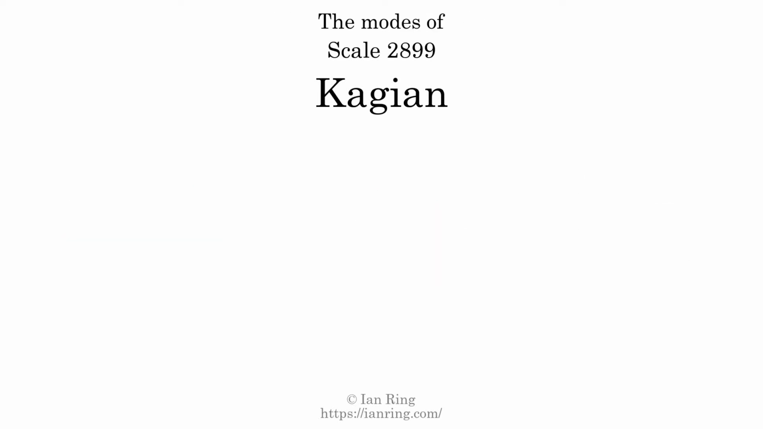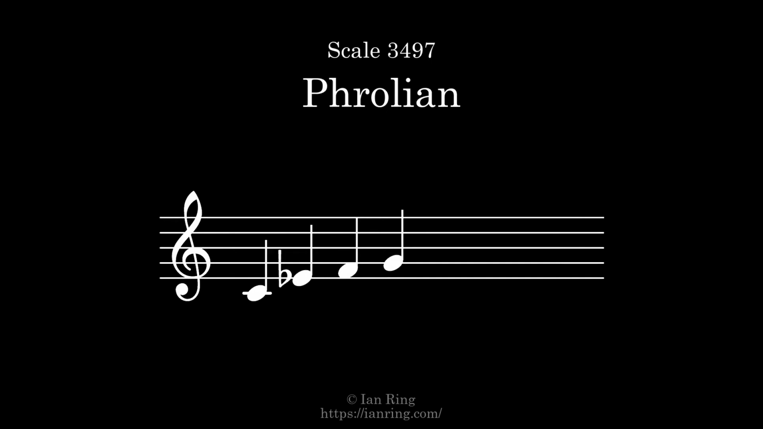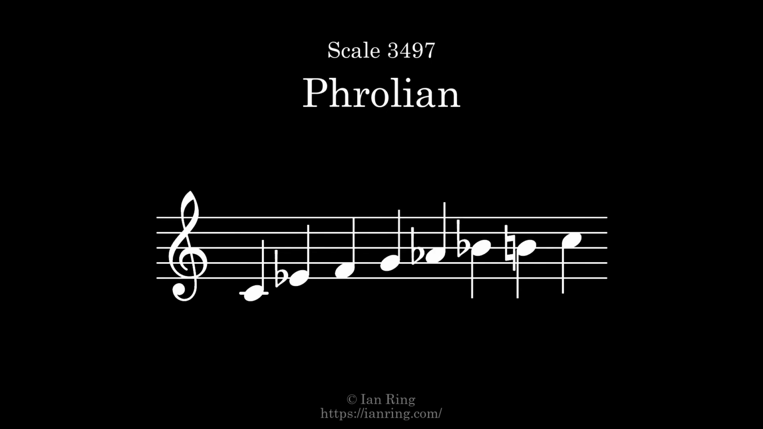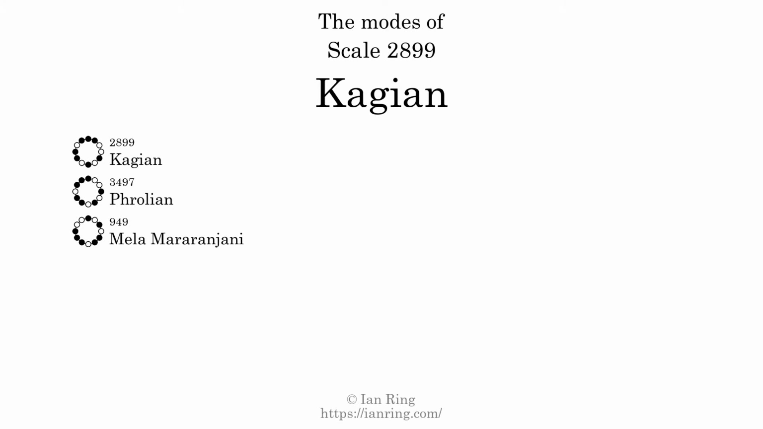This scale has 7 modes. The first mode is itself. The second mode is scale 3497, also known as Freulian. It sounds like this. The third mode is scale 949, also known as Milo-Mararangini. It sounds like this.